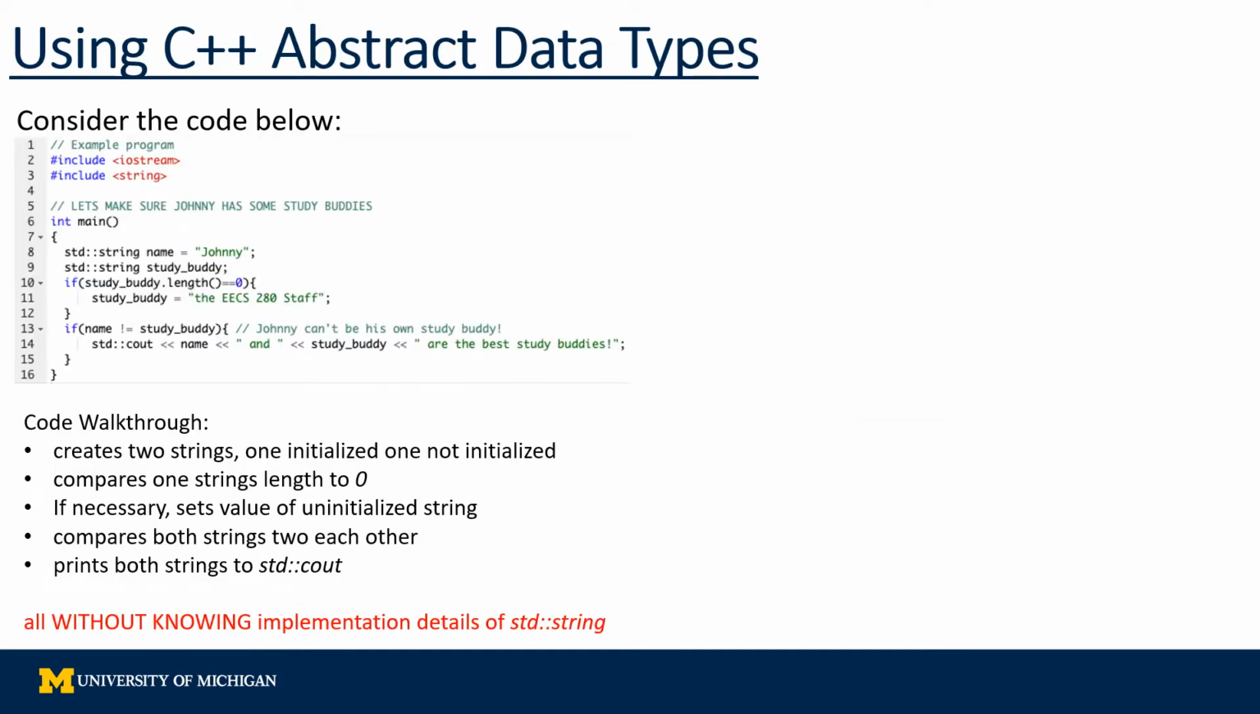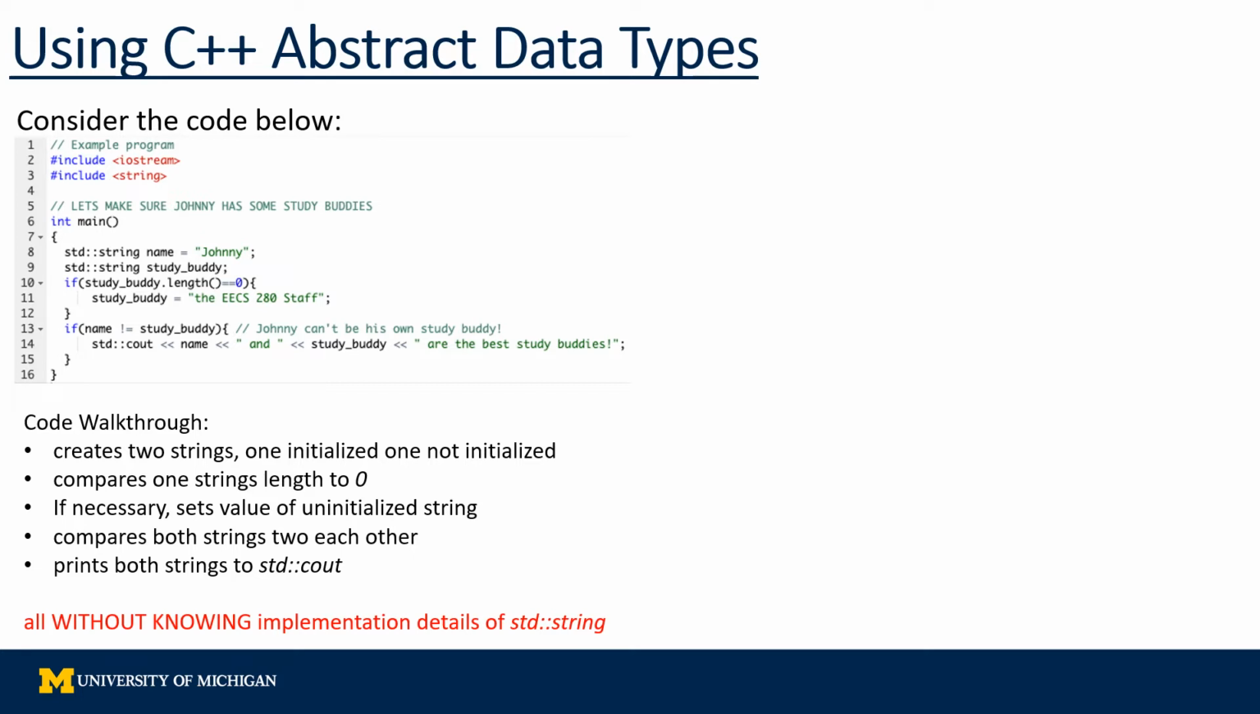So now that we know what an abstract data type is, how might we actually use this in some C++ code? Considering the code on the screen, let's just walk through it. We first will initialize an std string to Johnny. Then we will create an std string study buddy uninitialized. Then on line 10, we will check to see if the length of that uninitialized string is 0, which it will be. We'll then set that string equal to the EECS 280 staff.